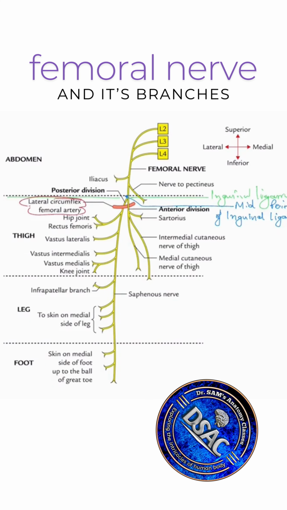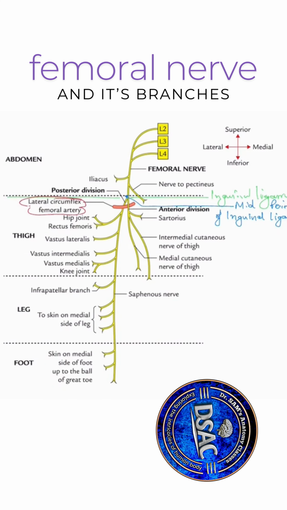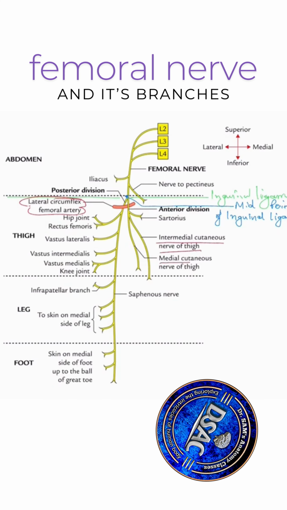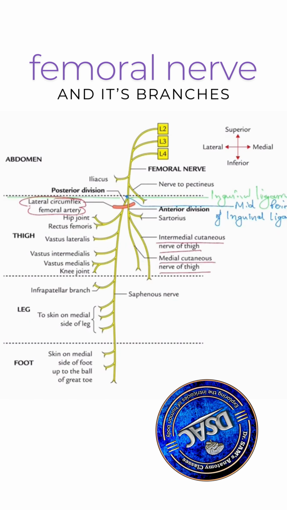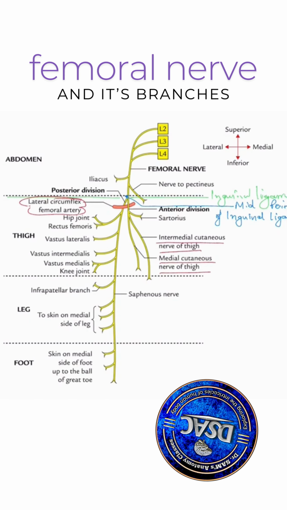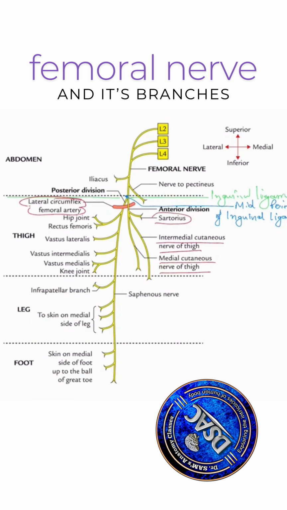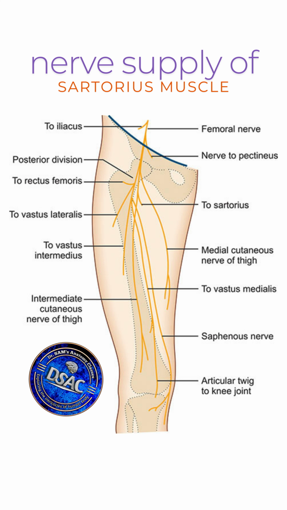So the anterior division you can see gives out these cutaneous branches. One is the intermediate cutaneous nerve of thigh and the other one is medial cutaneous nerve of thigh. And generally it's the intermediate cutaneous nerve of thigh which gives a branch that supplies sartorius, or sometimes this branch to sartorius may be arising from the anterior division itself. Mostly it's been seen that it's a branch arising from the intermediate cutaneous nerve of the thigh.